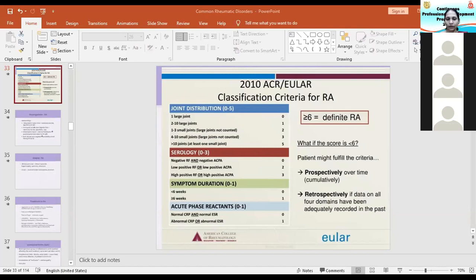Thank you, ma'am. One more question. In patients with rheumatoid arthritis, are the hypopigmented patches caused by the DMARD treatment or due to the disease itself?